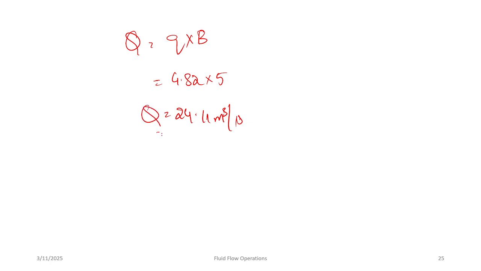So if you want maximum discharge, that is Q, we just have to multiply small q into the breadth of the channel. Sorry, width of the channel. So it will be 4.82 into what is the breadth of the channel? It will be 5. So this gives us 24.11 meter cube per second. Okay, this will be the maximum discharge.